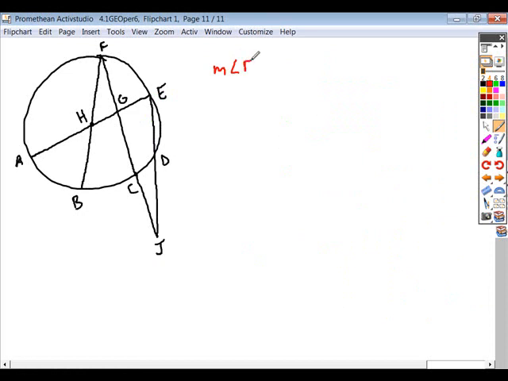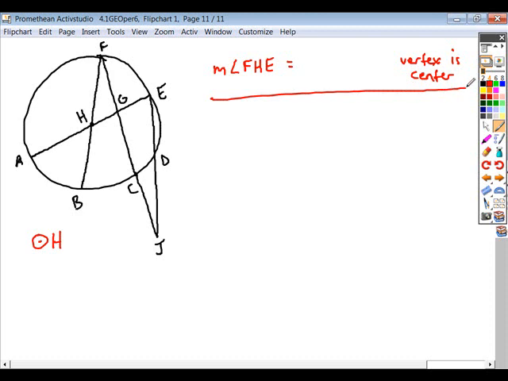FHE. What kind of an angle is FHE? And this is circle H, by the way. FHE is a central angle, so here the vertex is the center. And what is the relationship between the measure of the angle FHE and its intercepted arc?